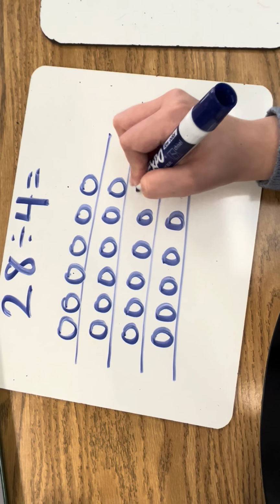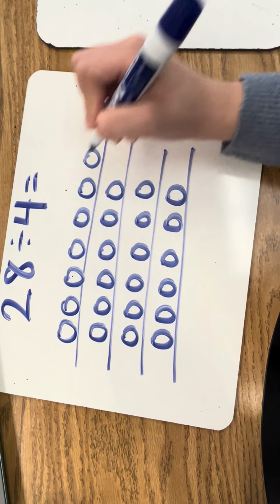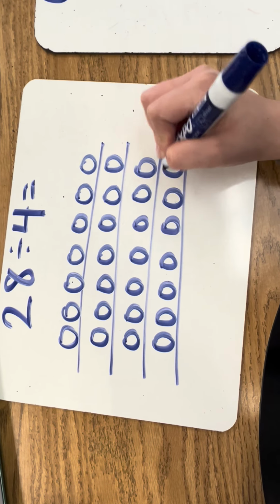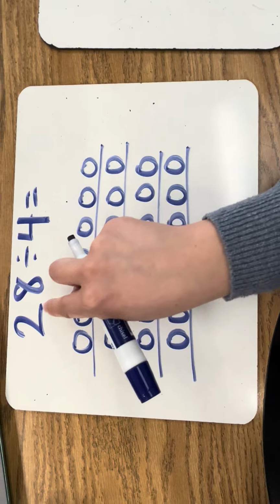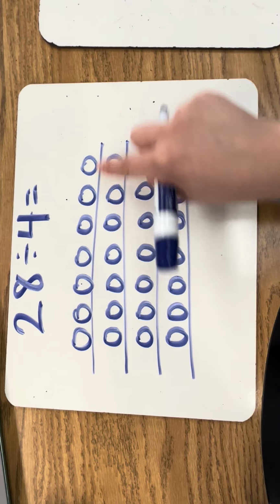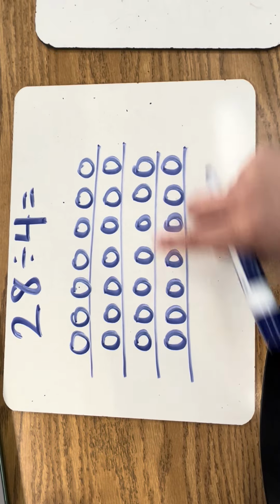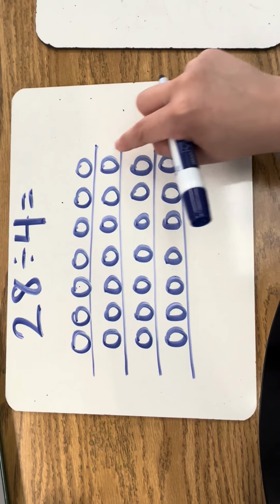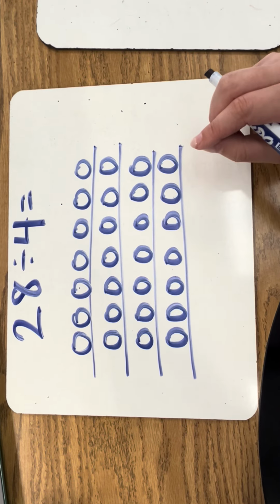21, 22, 23, 24, 25, 26, 27, 28. Now I've handed out all 28 and I've put them into 4 groups. This group has the same as this one, has the same as this one, has the same as this one. 1, 2, 3, 4 groups, all with the same amount.